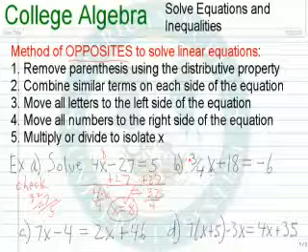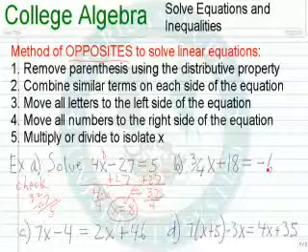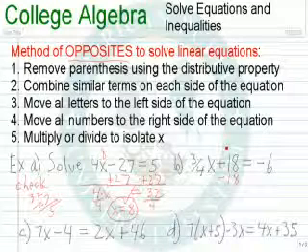Let's look at 3/4 x plus 18 equals negative 6. We don't panic because we see a fraction. We can skip steps 1, 2, and 3, but let's look at step 4. Move all numbers to the right. How do you get rid of the plus 18? We do the opposite, minus 18. Notice the name of the method is opposites. So we subtract 18 from the right-hand side as well.